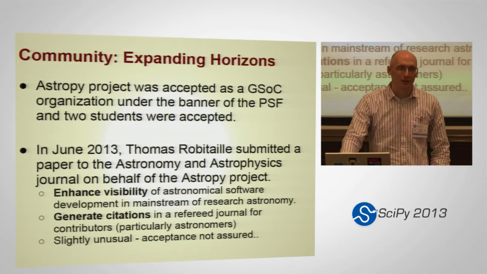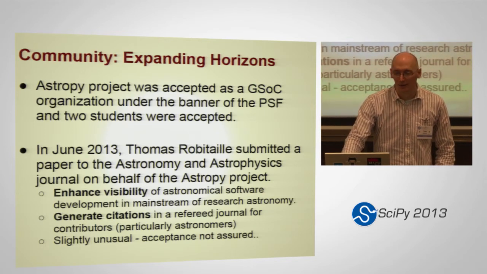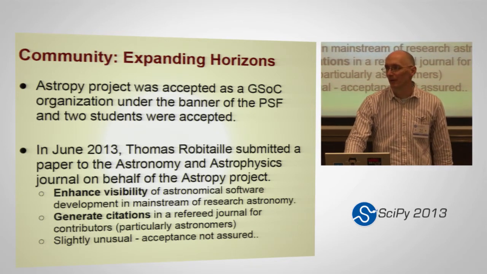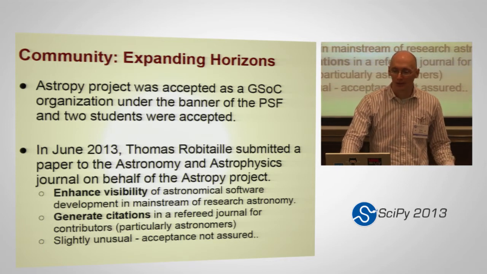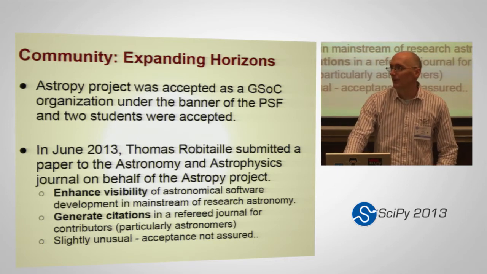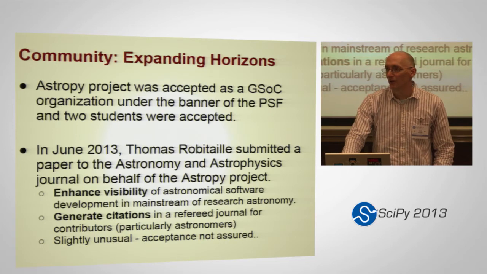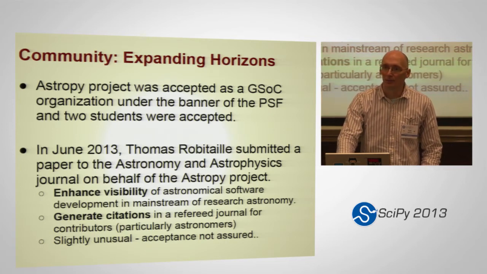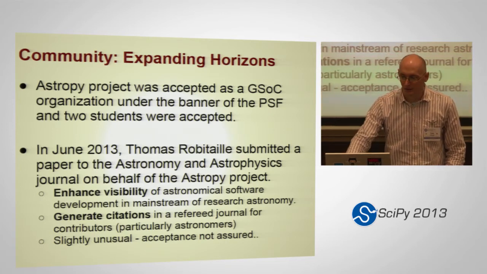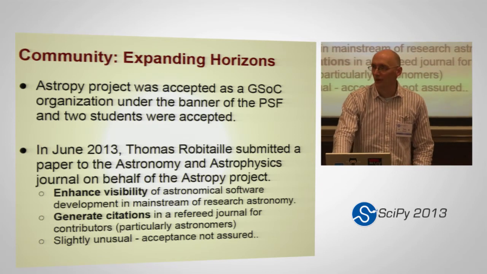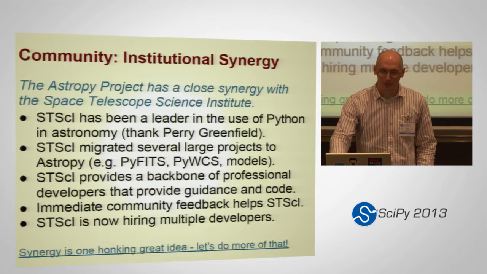This is a mainstream journal, and our goal is to get it accepted and enhance visibility of astronomical software development as an activity in itself, and also generate citations for astronomers who contribute, which is their bread and butter for getting their H index up higher. So this is a little bit unusual. There's not a huge precedent for this, but we're hoping to set one.